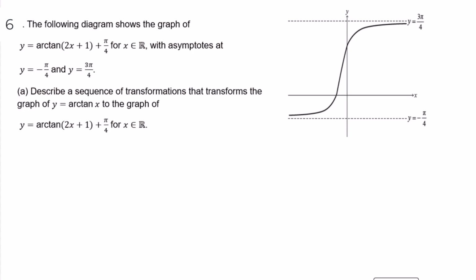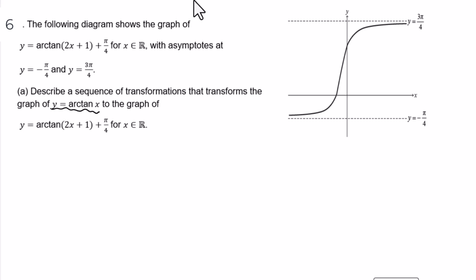The following diagram shows the graph of y equals arctangent(2x + 1) + pi over 4 for x is all real numbers, with asymptotes at y equals negative pi over 4 and y equals 3 pi over 4. Describe a sequence of transformations that transforms the graph of y equals arctangent x to the graph of y equals arctangent(2x + 1) + pi over 4 for x is all real numbers.